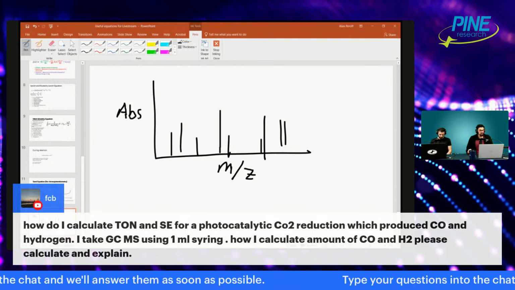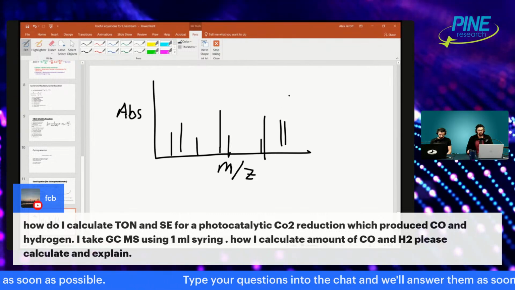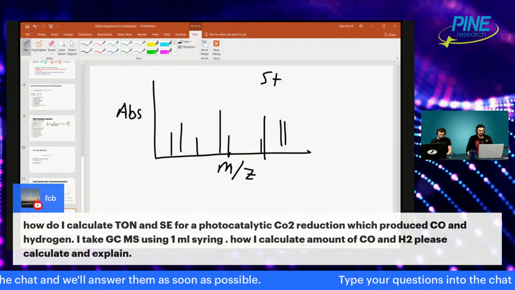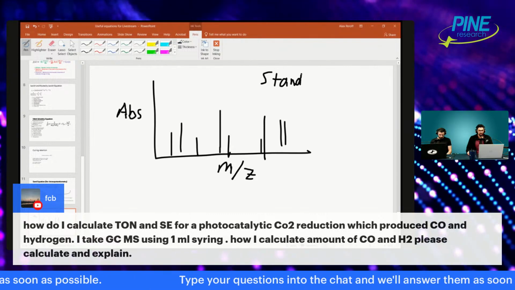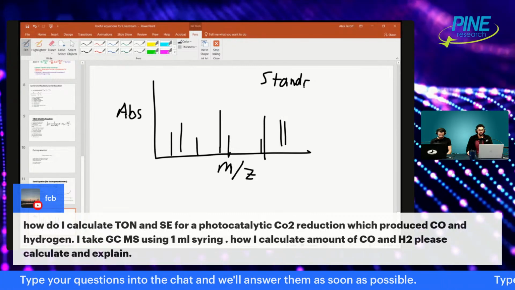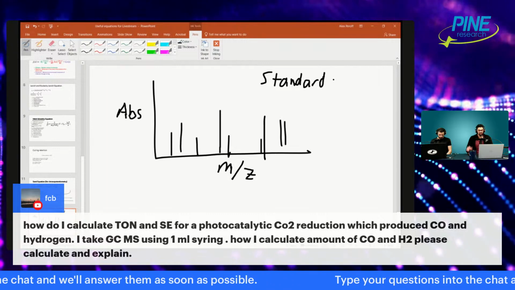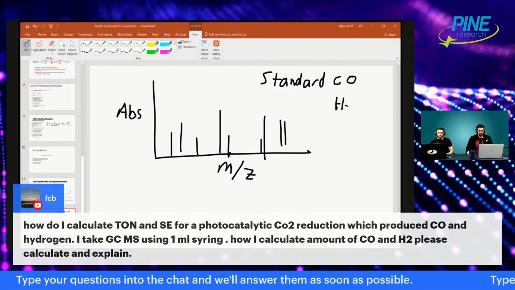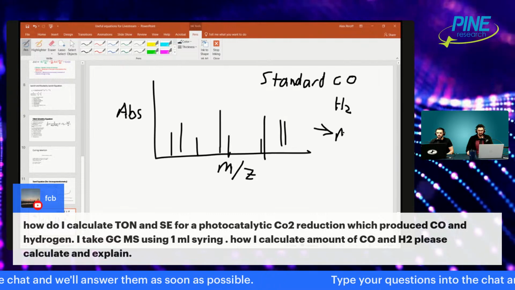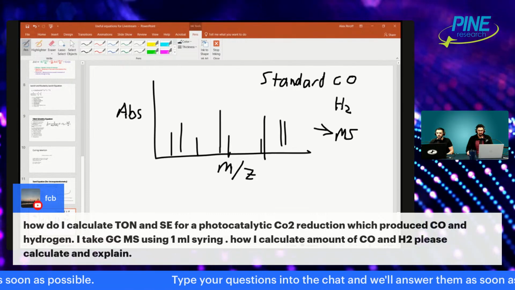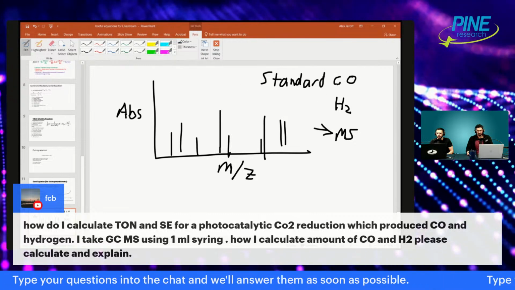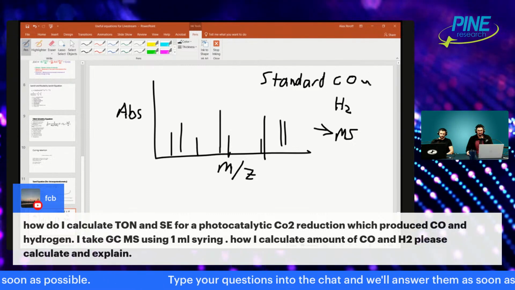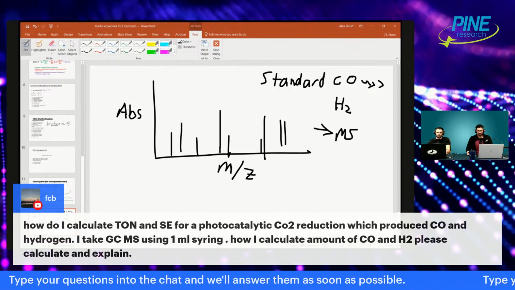So to determine this, here's the frustrating part. What you need to do is create a standard. You need to figure out a way to put some known quantity of CO, carbon monoxide, and some known quantity of hydrogen through your mass spec. And what'll happen is, I don't know the exact numbers, but maybe you'll get something around the 30s as its mass to charge ratio.